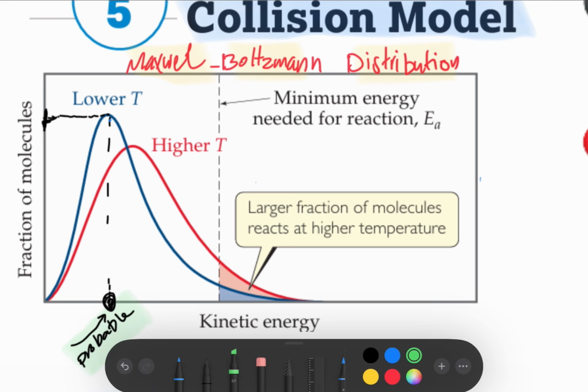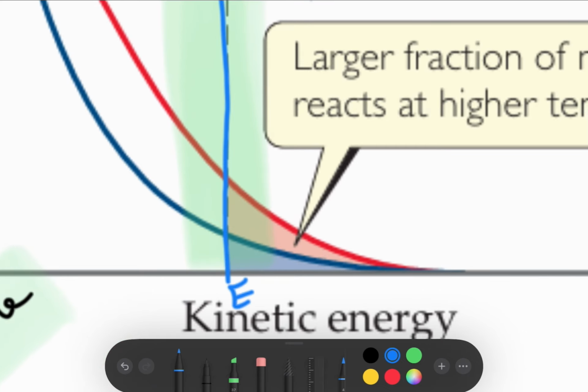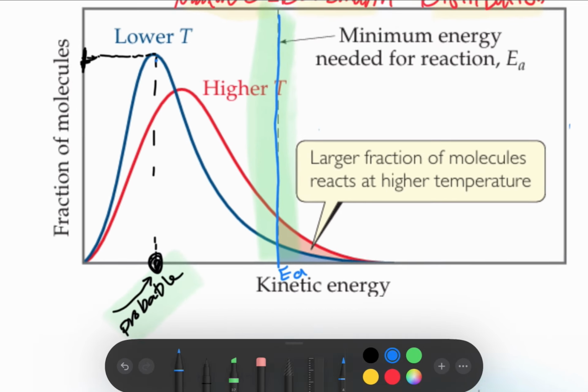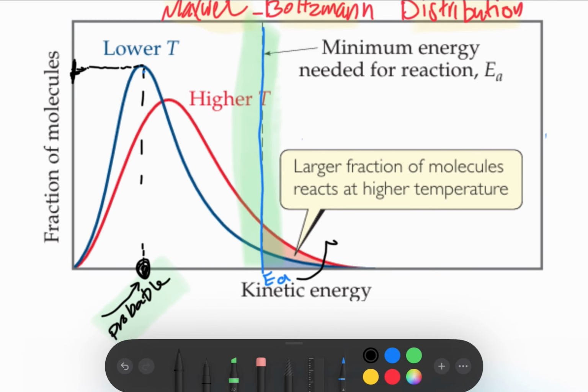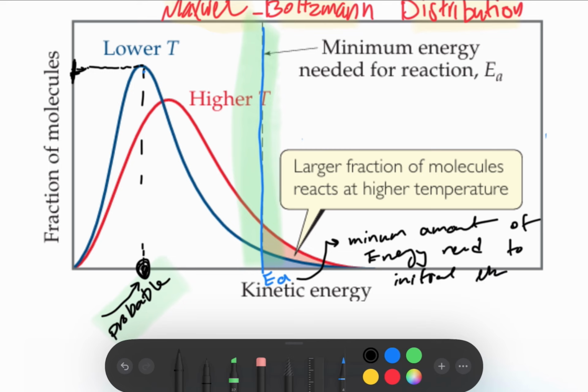We have one more thing to discuss. We can notice that there's a dashed line here, and the dashed line represents the activation energy. For those who don't know what activation energy is, it's the minimum amount of energy needed to initiate the reaction. In order to start the reaction, you have to supply the system with an amount of energy, at minimum, and this is the activation energy.